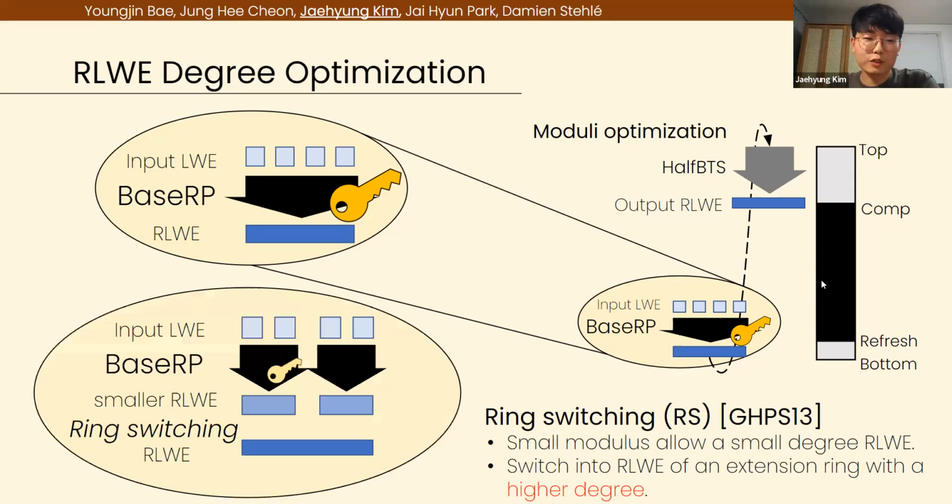When applied to our method, we start with LWE ciphertext, but we base ring pack into smaller degree ring LWE ciphertext and ring switch to larger degree ring LWE ciphertext and proceed the computation. The main advantage of degree optimization is that the key size is reduced greatly, because key size is really proportional to the ring degree.